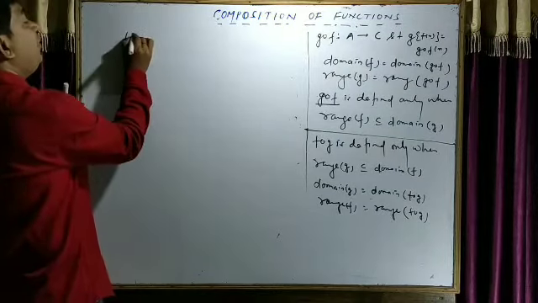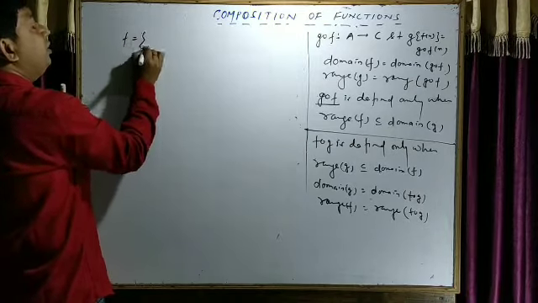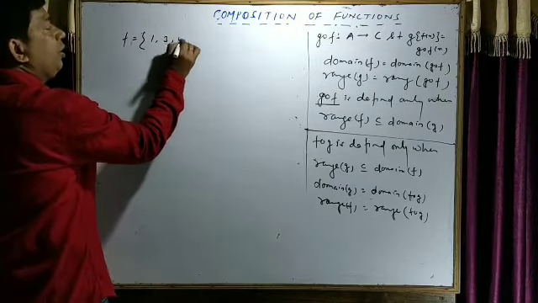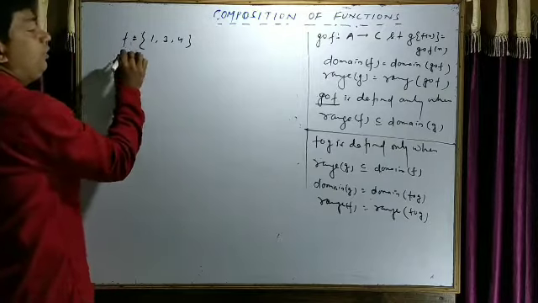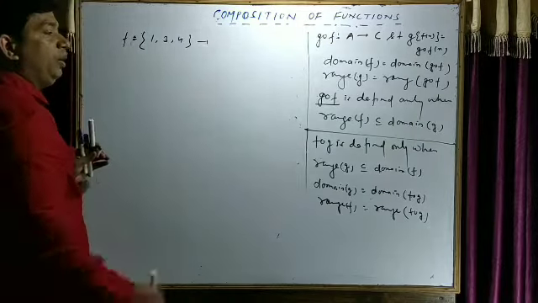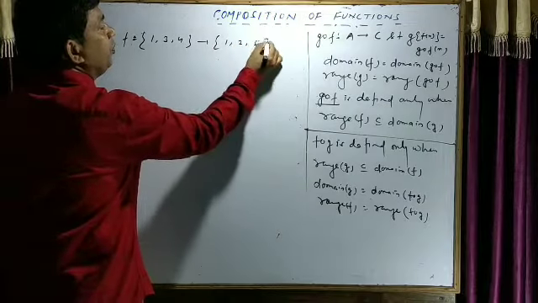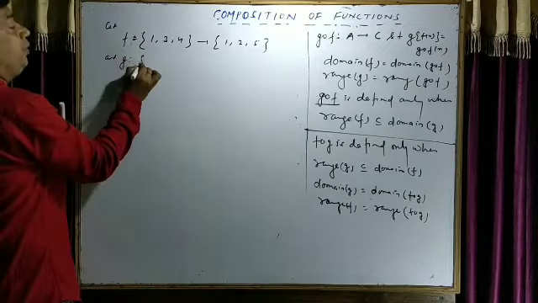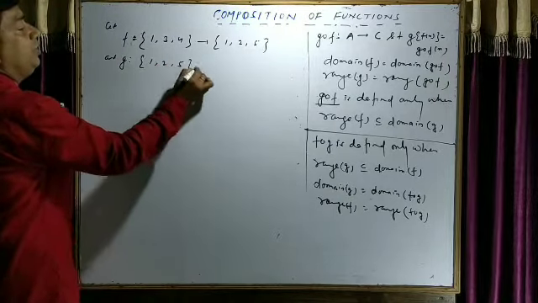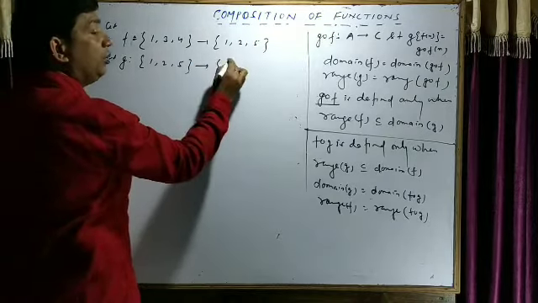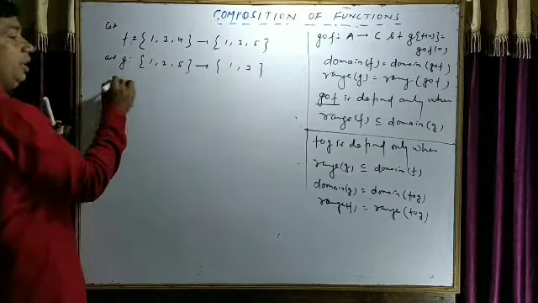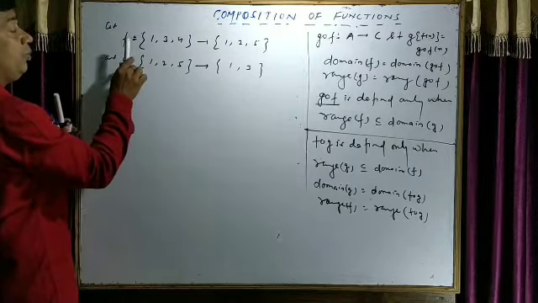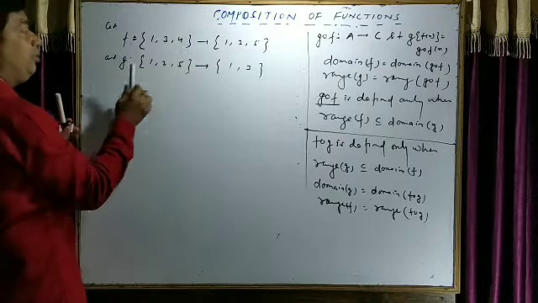Suppose f is a function from {1, 3, 4} to {1, 2, 5}, and let g be a function from {1, 2, 5} to {1, 3}. I have taken only the sets, but the rule is not yet written.